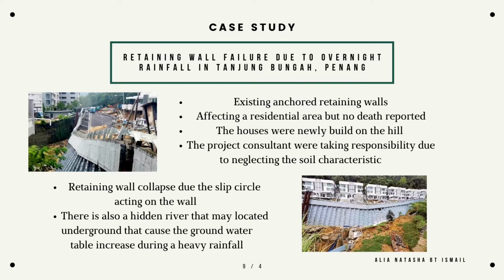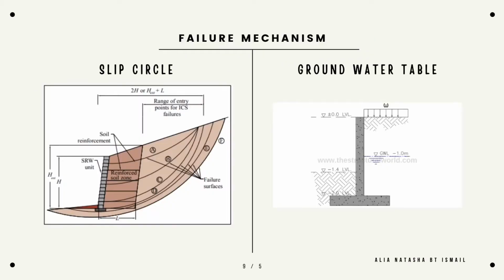The retaining wall collapsed due to the slip circle acting on the wall. There is also a hidden river that may be located underground, which caused the groundwater table to increase during the heavy rainfall and influenced the wall to collapse. As mentioned before, the failure mechanism for the Tanjung Bungah case is the slip circle and the groundwater table.